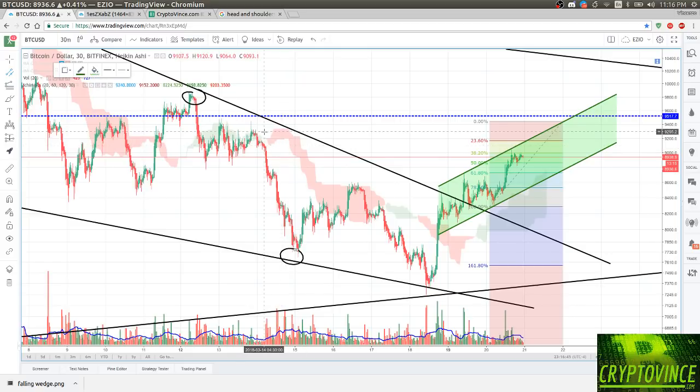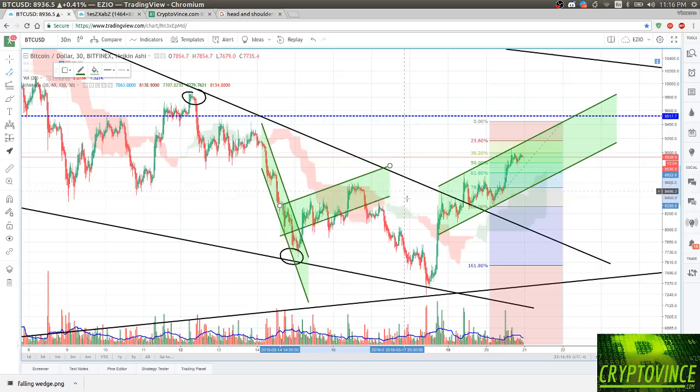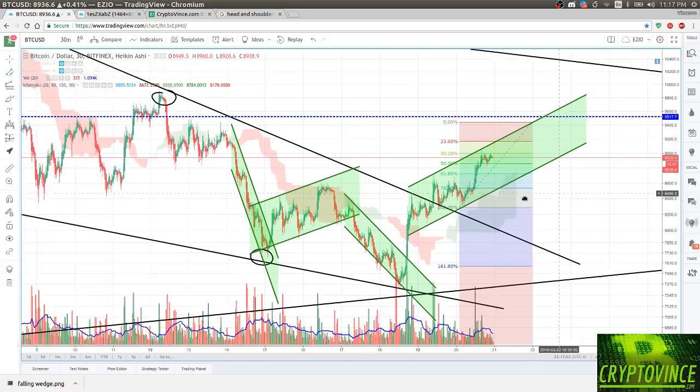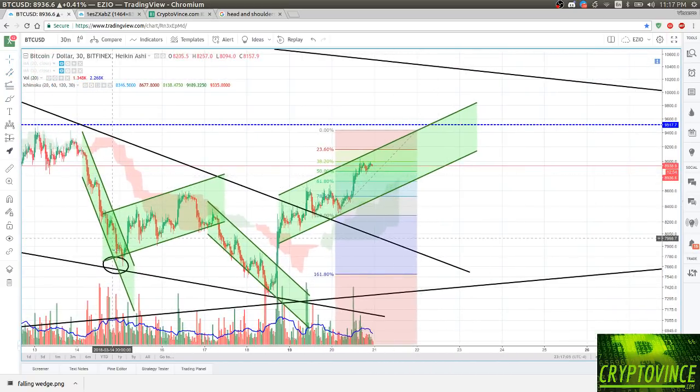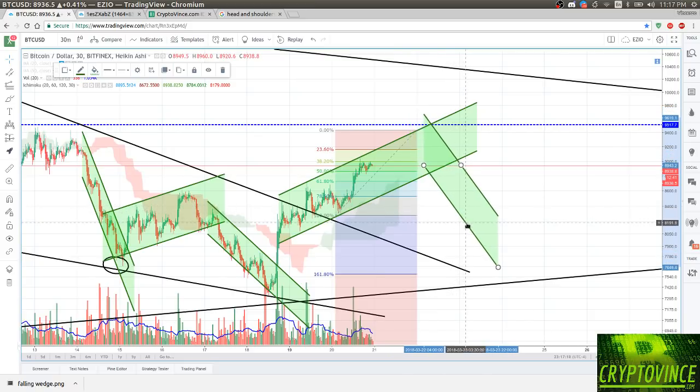So I can trace little channels. Now I made another channel. So where do you think this channel goes? Down, up, down, up, down. So probably at some point we might see this. That's why we call them bearish flags, because it's a flag that might break down. If it breaks down, we're going to see where we're going.